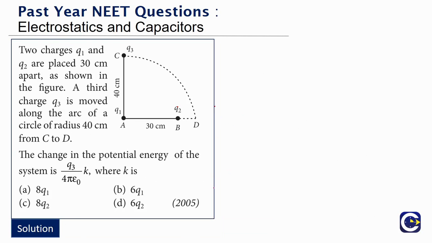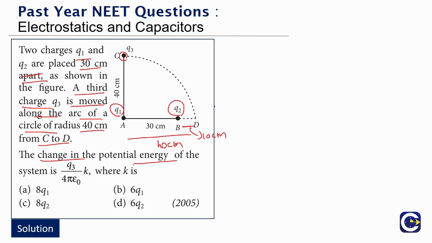Next we have a question that has come in the year 2005. Two charges Q1 and Q2 are placed 30 centimeters apart. You can see the charge Q1 is placed at point A and Q2 is placed at point B. A third charge Q3 is moved along the arc of a circle of radius 40 centimeters from C to D. Initially it is at point C. We are moving it along the circular arc. So AD will be the same 40 centimeters, which means BD will be 10 centimeters.